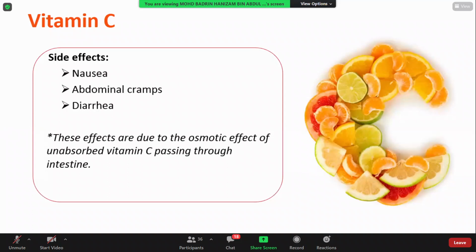All right, the side effects of vitamin C. In general, water-soluble vitamins do not have side effects, but vitamin C has a number of side effects such as nausea, abdominal cramp, and diarrhea. So that's why, at the beginning of this pandemic, I'm sure that most of us didn't used to take vitamin C supplements, right?